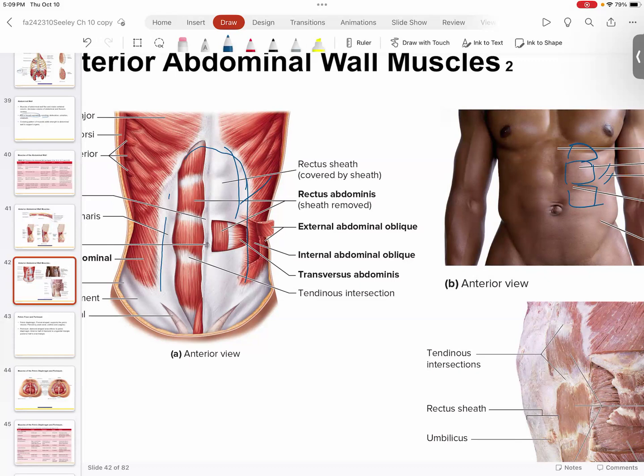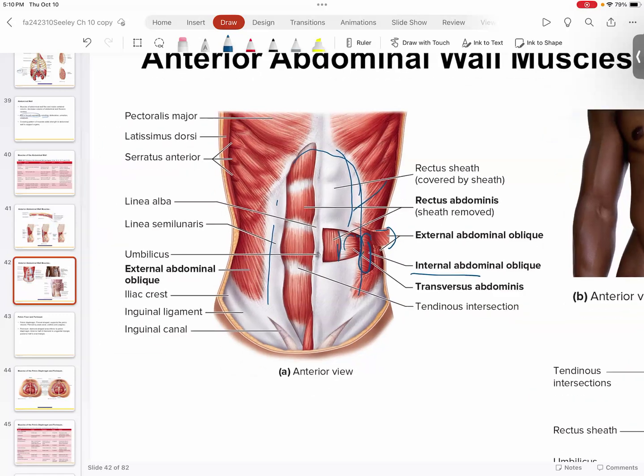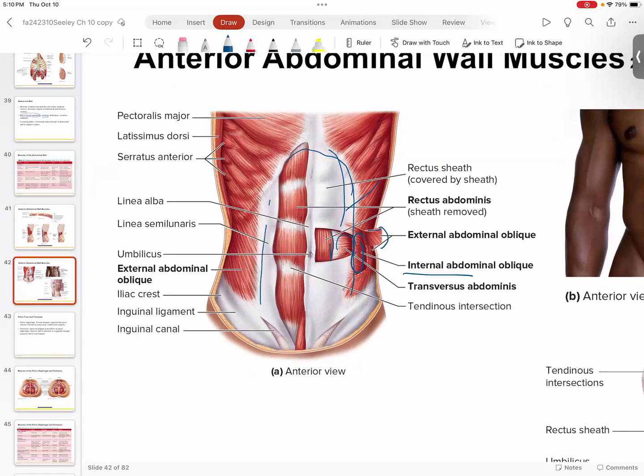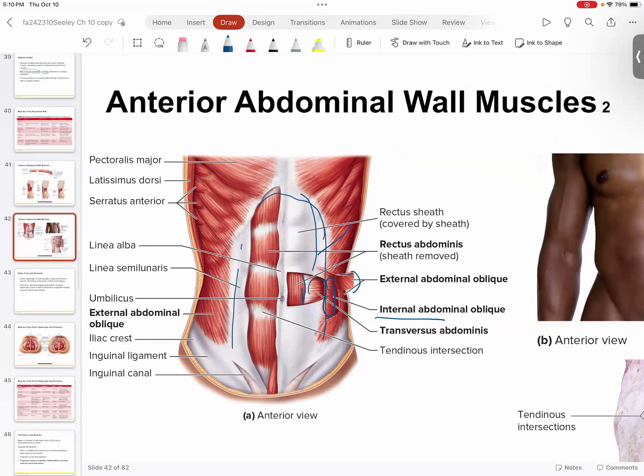So here you can see they basically cut and reflected them in series. The superficial-most is your external abdominal obliques. They cut those, peel those away. Underneath, you can see the internal obliques. And then when they cut that away, got a little window in here, you can see a combination of the edge of the rectus abdominis, and then underneath that, you can see the transverse abdominis. So basically, these are the muscles of your abdomen that go along with the muscles overlaying the upper portion that are on top of the thoracic cavity.